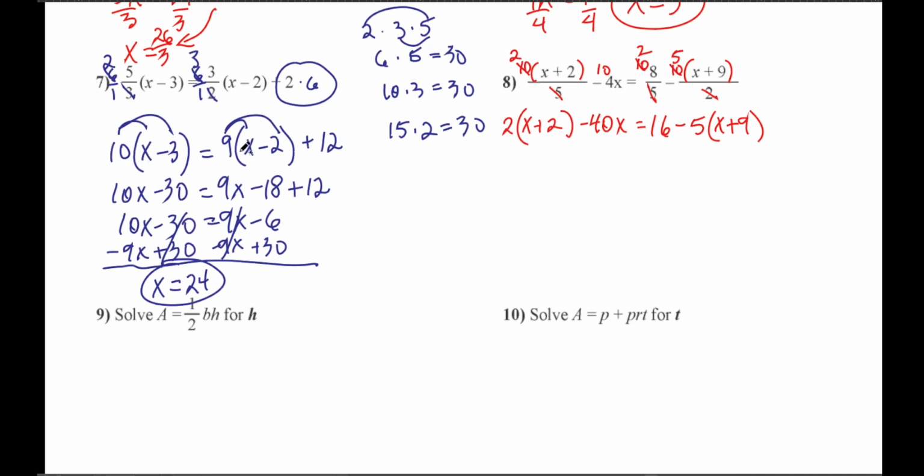And now it's very similar to what we just did right here. Let's go through fairly quickly. So this is going to be 2x plus 4 minus 40x equals 16. This is going to be a minus 5x.